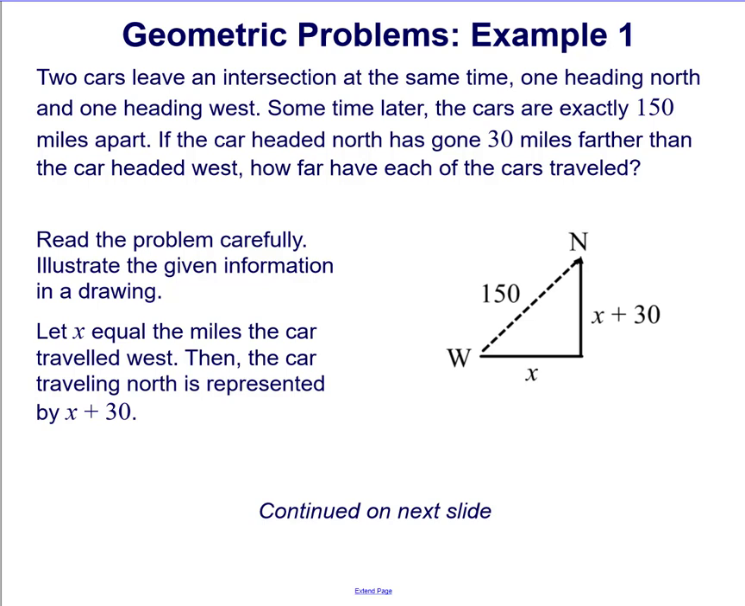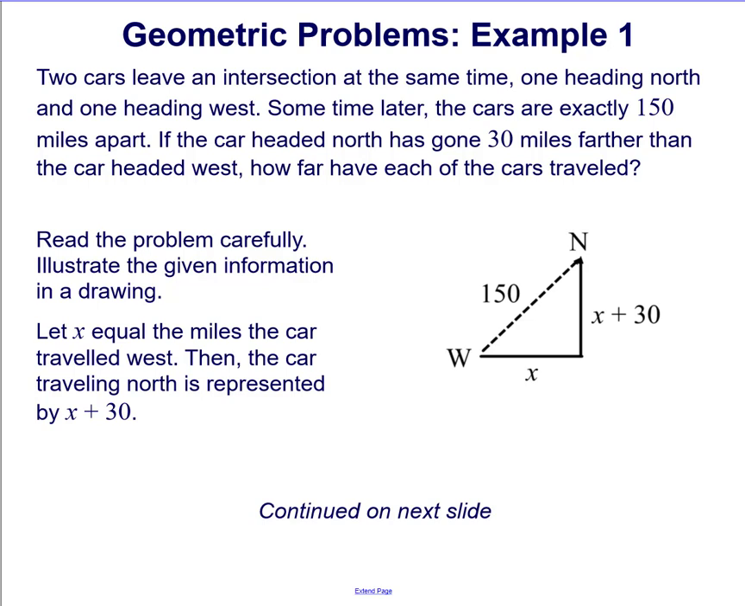Geometric problems. Example number 1. Two cars leave an intersection at the same time, one heading north and one heading west. Sometime later, the cars are exactly 150 miles apart. If the car headed north has gone 30 miles further than the car headed west, how far has each of the cars traveled?